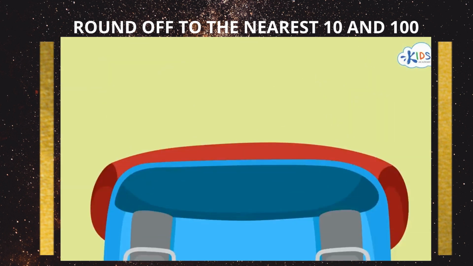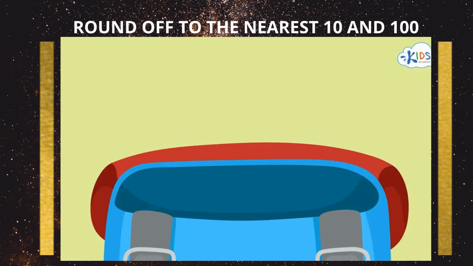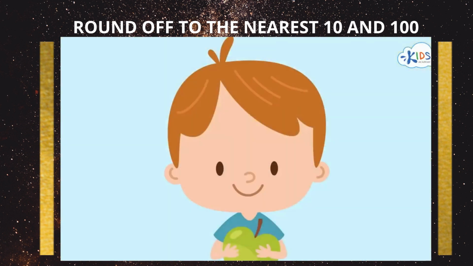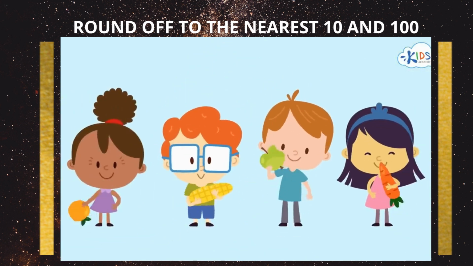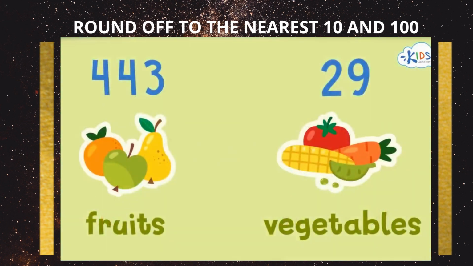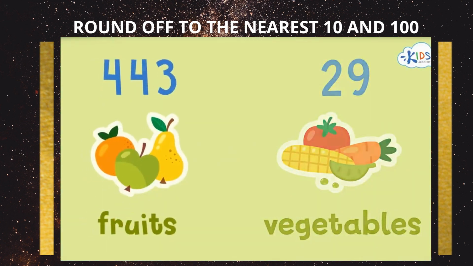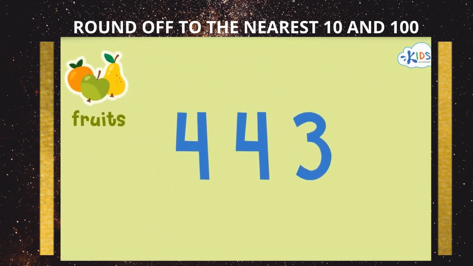Let's take a look at a real-life situation that requires rounding and see how our rounding to the nearest 10 and 100 skills can come in handy. These kids want to see how many fruits and vegetables their class has eaten this week. Let's help the kids figure this out quicker by rounding. First, we'll round the fruits eaten this week. According to the data, 443 pieces of fruit were eaten this week.